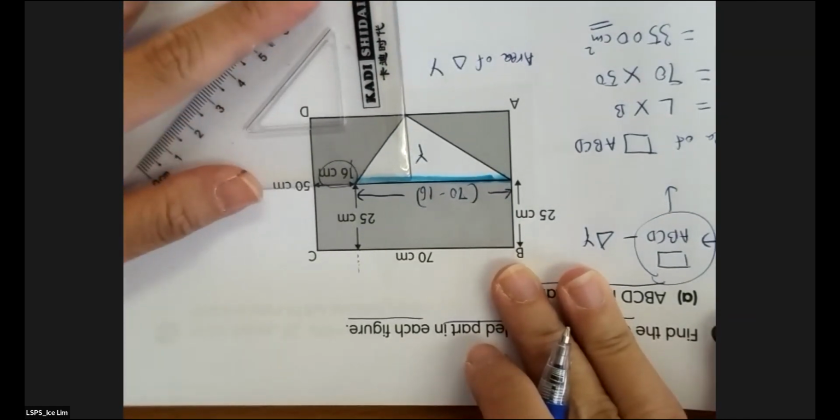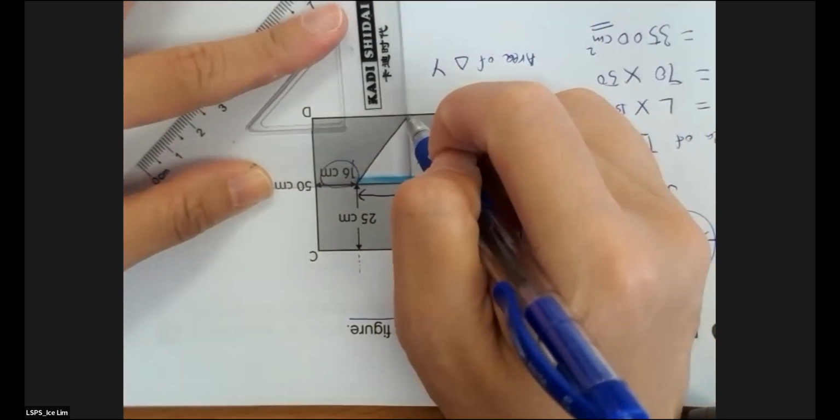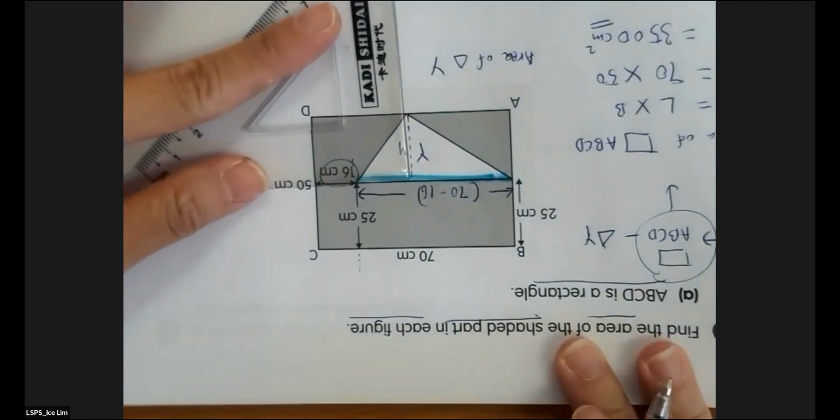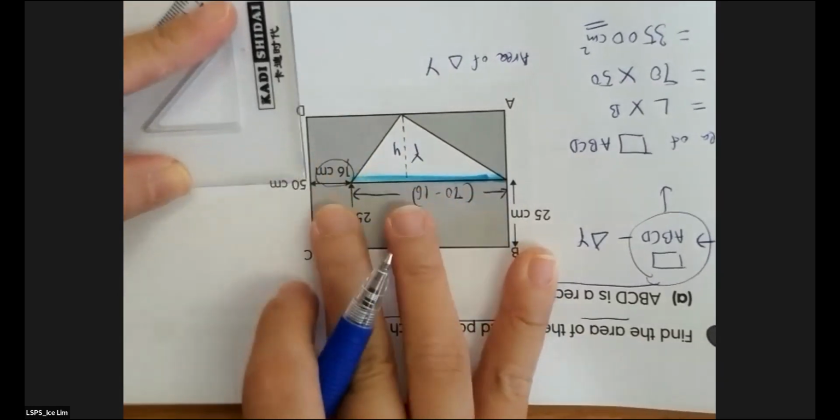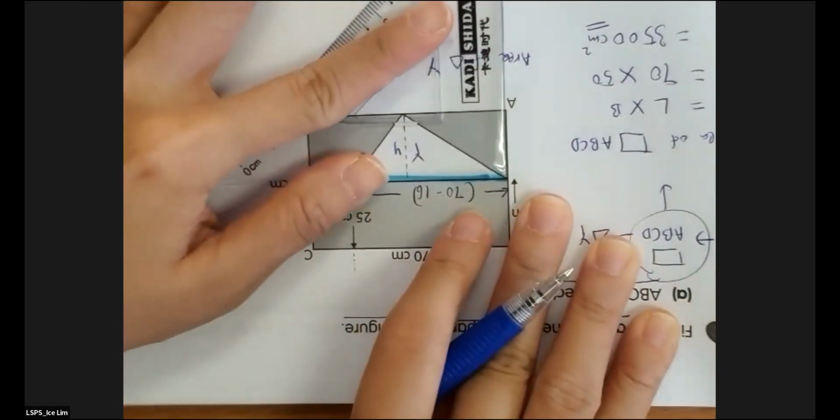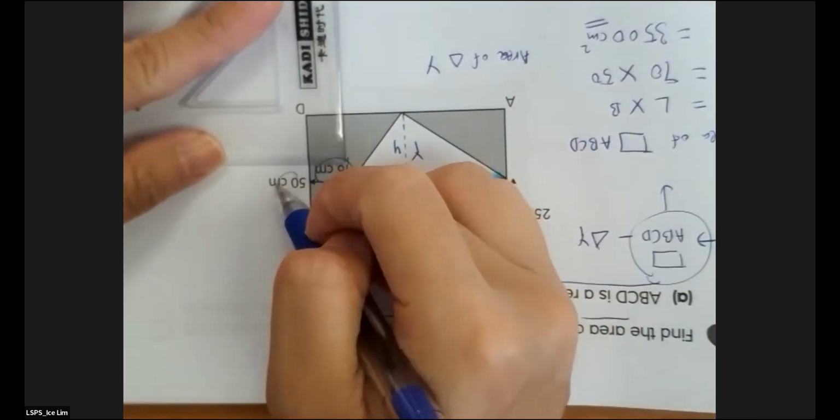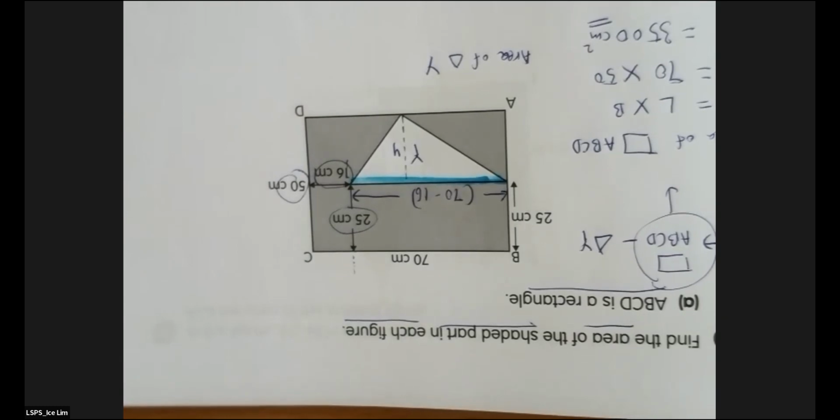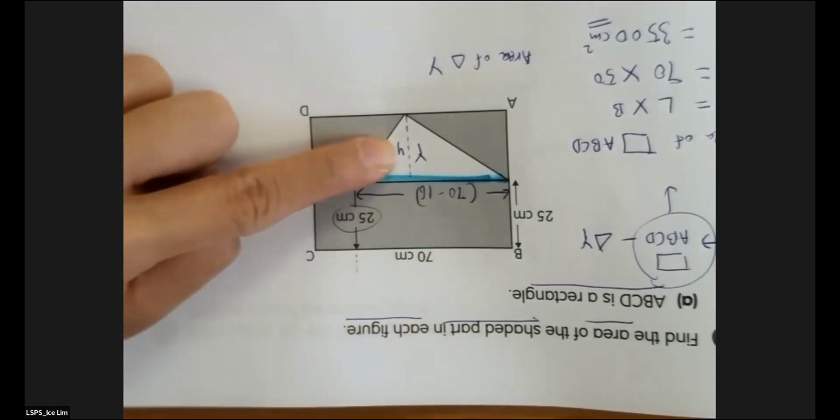Base and height is perpendicular. So I'm looking at this measurement here. This is the height. And how do I find this height? I can slide here to see. Here, this is the height. Can you see? I chop this part away, I get this. So, turn it back.